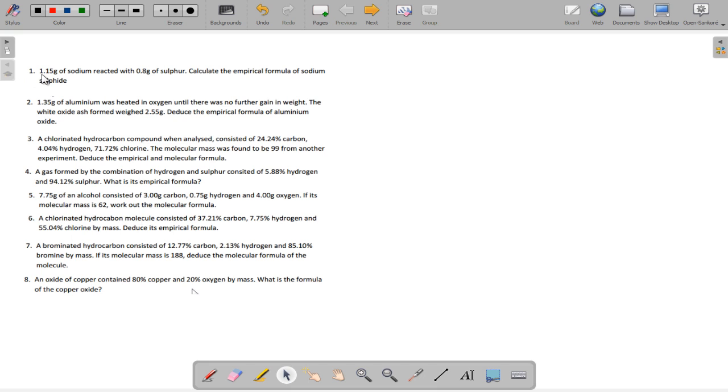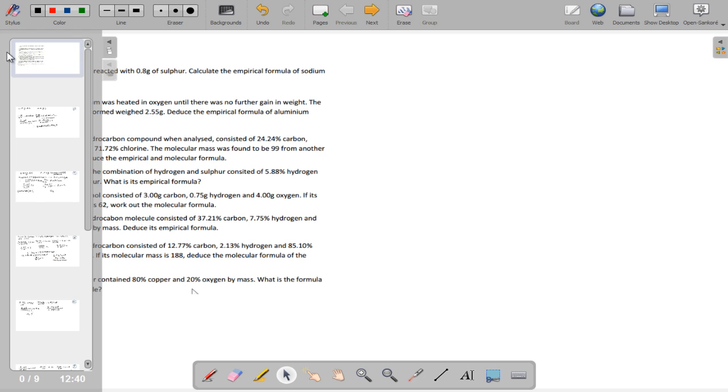So we'll start off with question 1, best place to start. 1.15 grams of sodium reacted with 0.8 grams of sulfur. Calculate the empirical formulae of sodium sulfide. So I'll give you a quick pause.